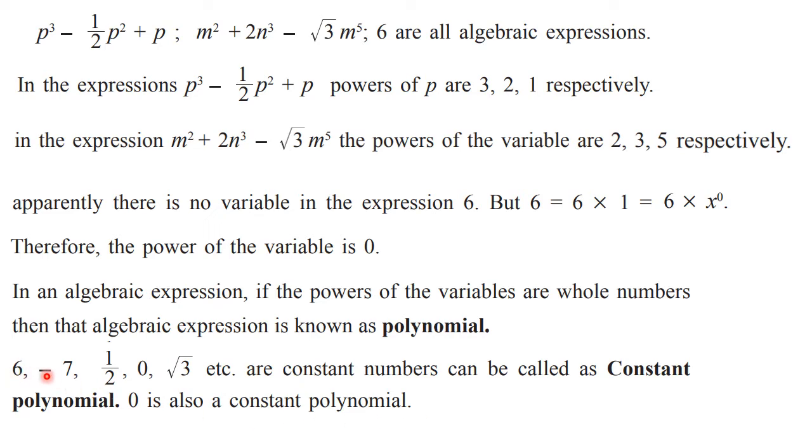So if only a number appears, still it's a polynomial because you know that the variable is present there with the power 0. So what we can say is that if only numbers appear, then it is called a constant polynomial. And all these numbers which are given here are called constants or coefficients. Now let's go ahead.